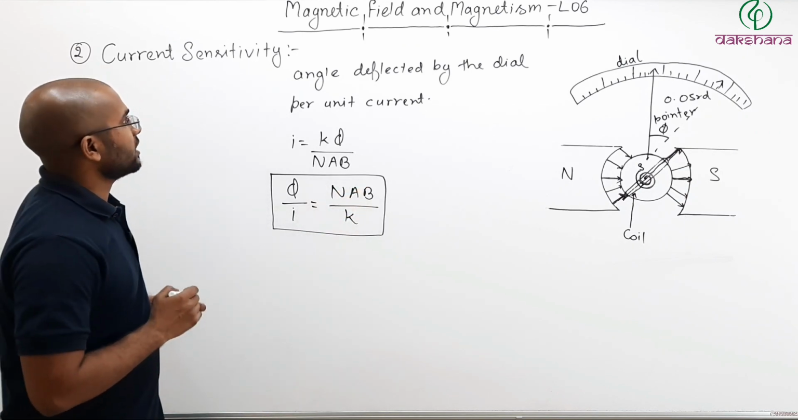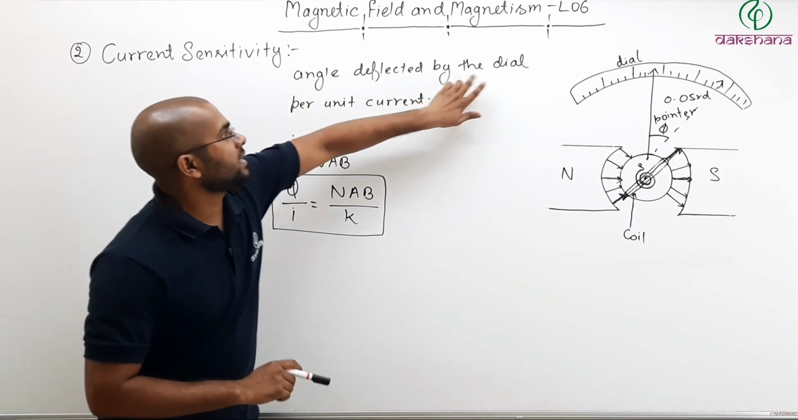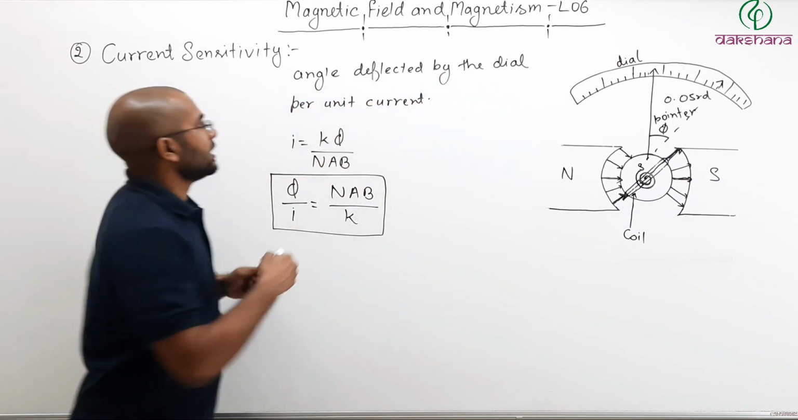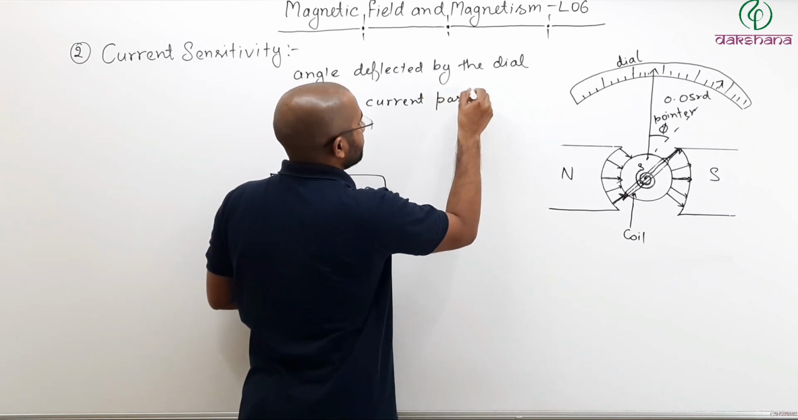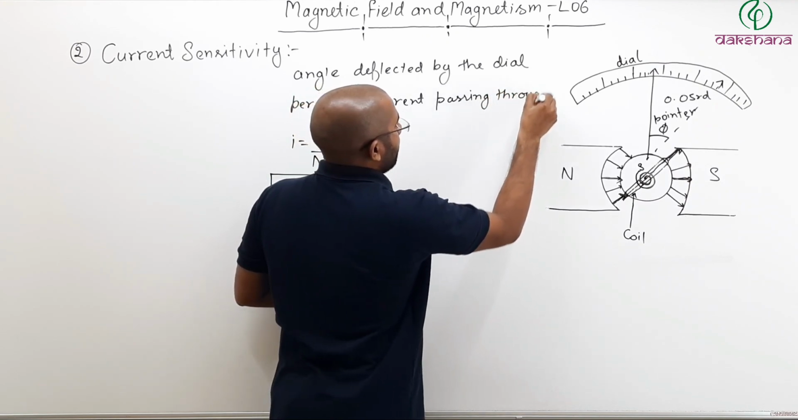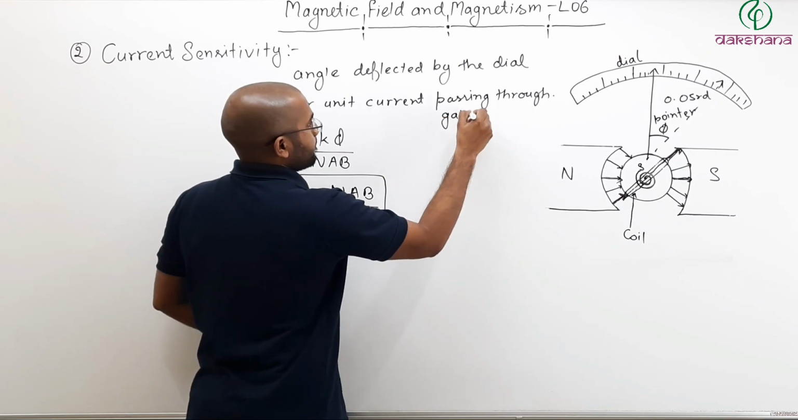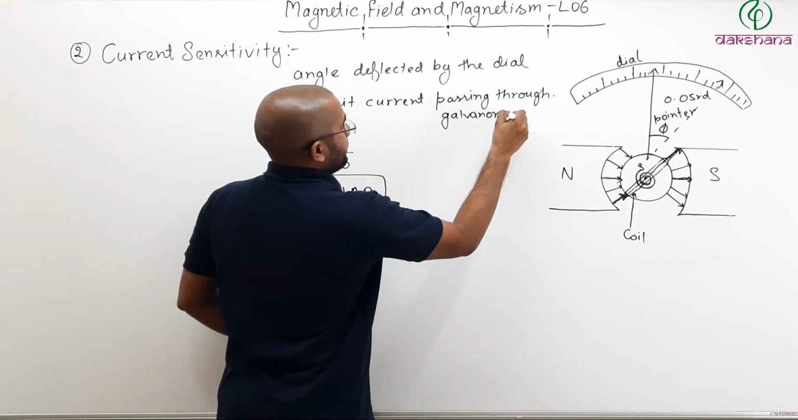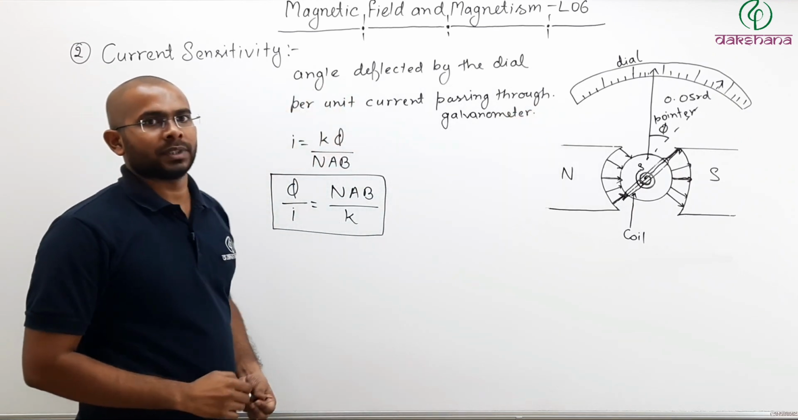So you can remember this, sensitivity is nothing but angle deflected by the dial per unit current passing through your galvanometer. This is your current sensitivity of your galvanometer.